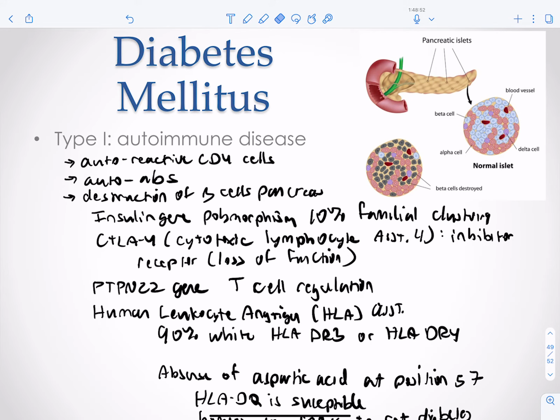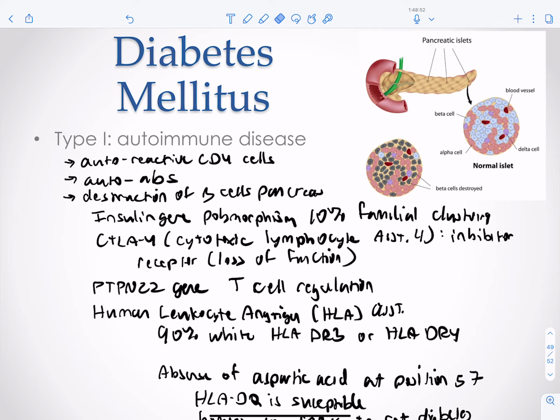Now, diabetes mellitus type 1. This is an autoimmune disease. This is caused by the activation of autoreactive CD4 T cells. You also are going to generate autoantibodies against your beta cells of the pancreas.